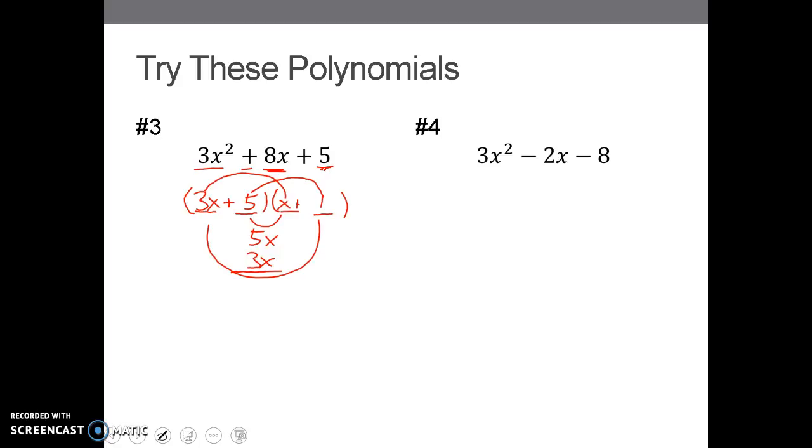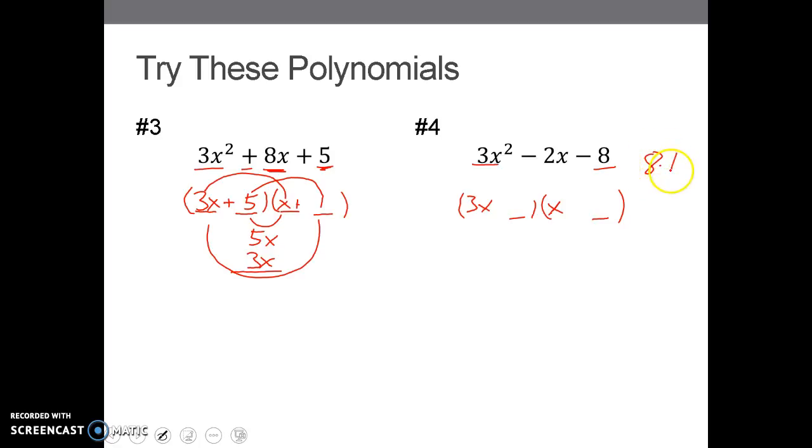Hopefully you're able to do that even with the negative numbers there. This is a little bit more complicated because they're both negative, but I'm going to start the same way I started number 3. I'm going to put a 3x times x because that's the only thing right now that gives me the 3x squared. And so I'm going to then put something here and here that multiply together to give me 8.